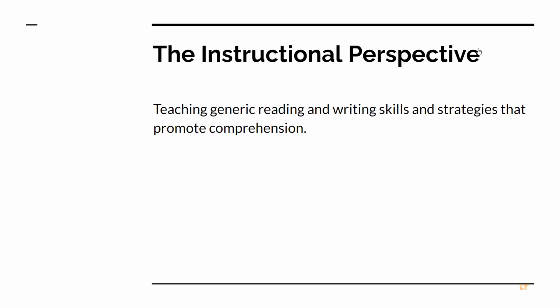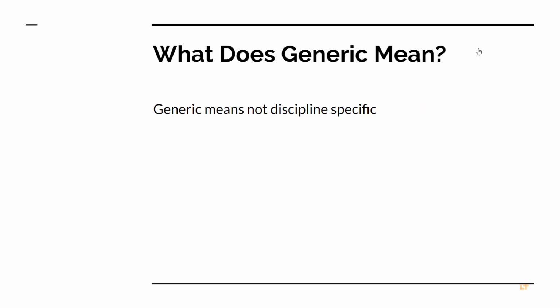Now, from an educational perspective, from the instructional perspective, content area literacy is about teaching generic reading and writing skills and strategies that promote comprehension, right? Promote students' abilities to write and communicate. What do I mean when I say generic? So generic just means it's not discipline specific.